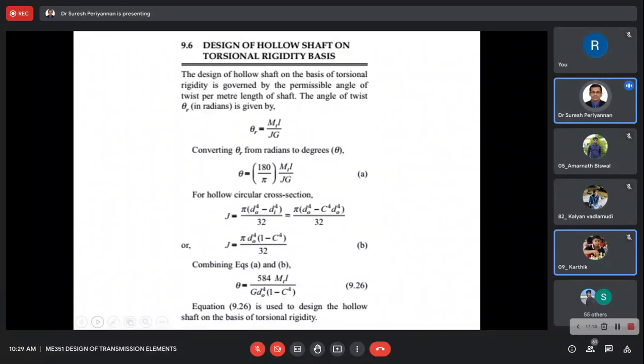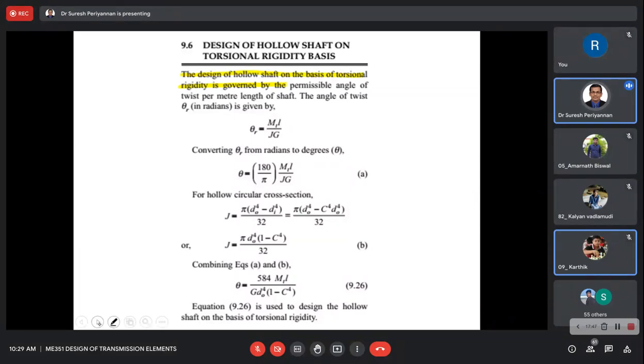Now torsional rigidity. In the earlier case we considered the design based on strength, where we assumed the shaft is subjected to bending and torsion. Now we are considering the design based on torsional rigidity. So the design of the hollow shaft is governed on the basis of torsional rigidity, I mean, the angle of twist per meter length.